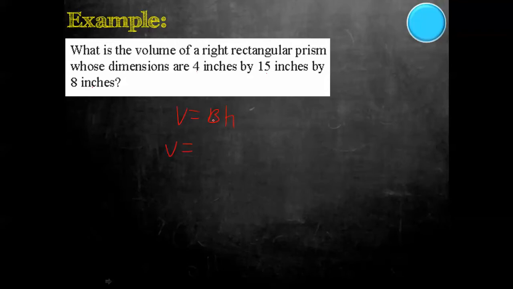It's a rectangular prism, right? So area of the base is length times width. So that would be 4 times 15, which is 60. And then we're going to multiply that times the height, which is 8 inches. 60 times 8 is 480 inches cubed.